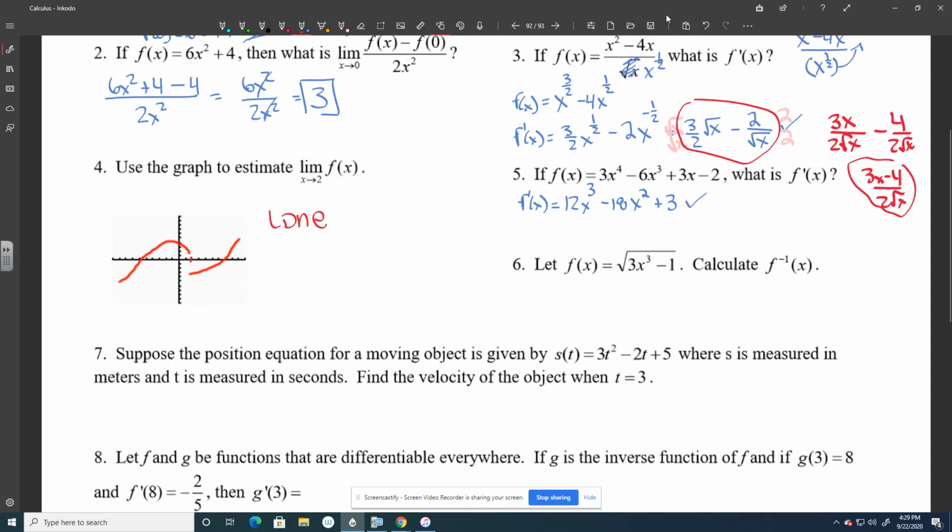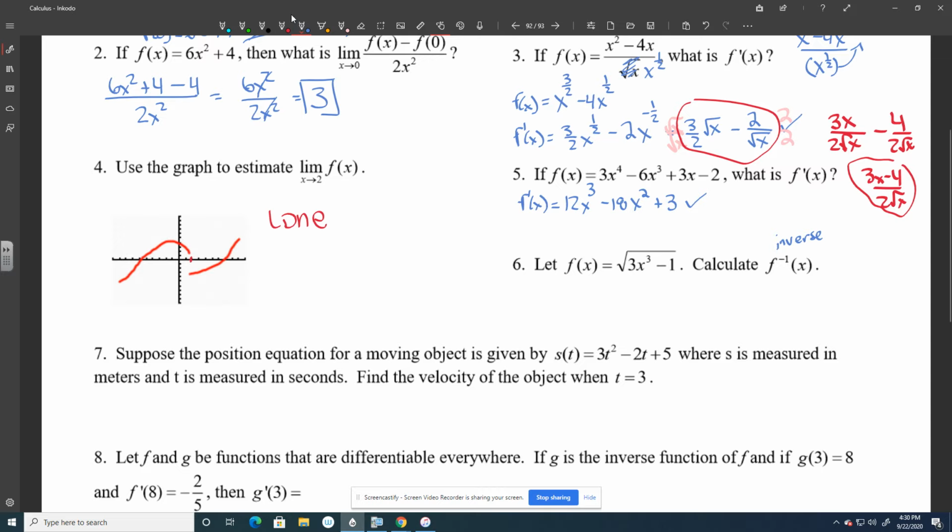Number 6, let f of x equal root 3x cubed minus 1. Calculate the inverse of f of x. So this is f inverse of x, which means this is really saying y equals root 3x cubed minus 1. So what I'm going to do is switch my x and my y, and then I'm going to solve for y. So let's give ourselves a little bit more room. I don't like erasing things as we go. We will if we need to.